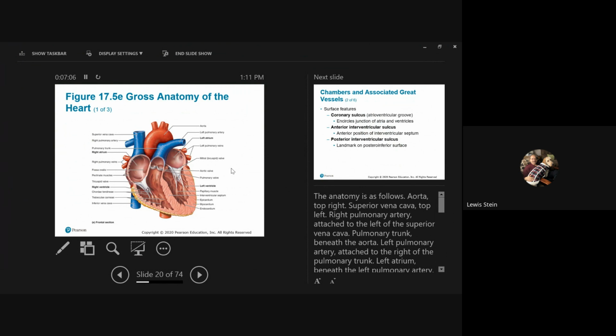And understand, when the heart is at rest, these valves are open, these valves are closed. So what that means is it's passively filling the ventricles. Blood's just coming in. Okay? So we assure one-way flow. We do this by a series of valves.